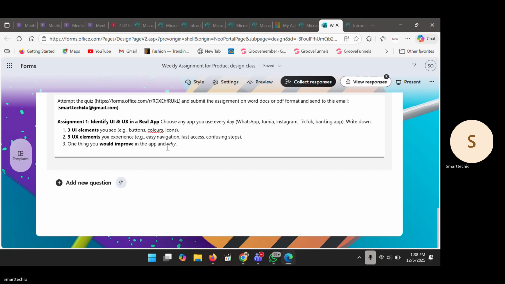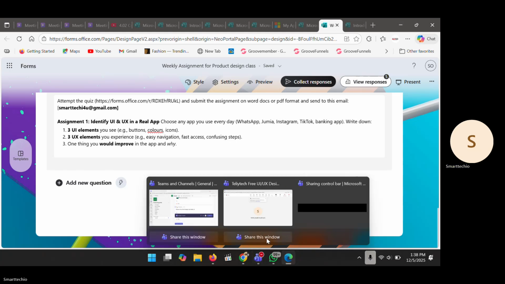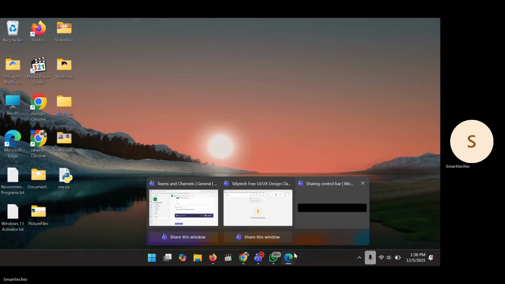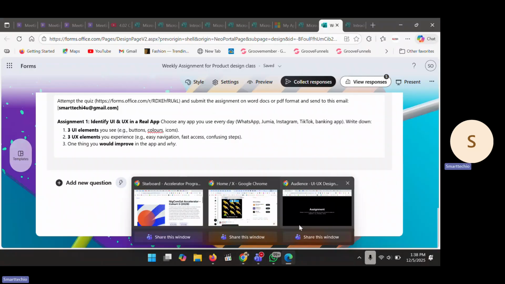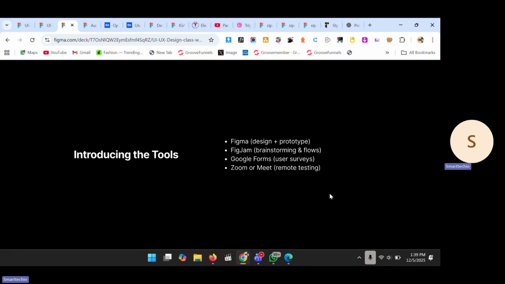How the app screen will look. I want you to sketch it using pen and paper. So that's the assignment. In our next class, we're going to be introduced to all these tools, Figma. These are the tools we're going to use for the class, and we're going to start picking the tools one by one.